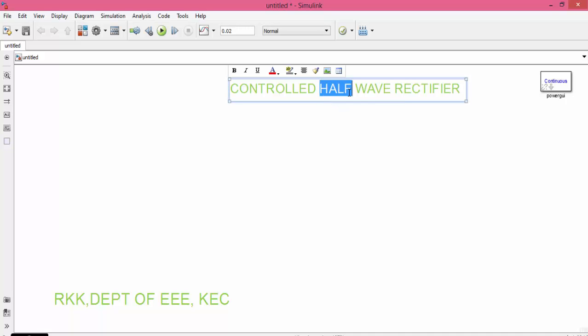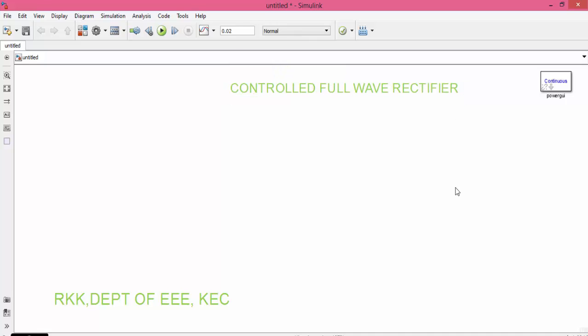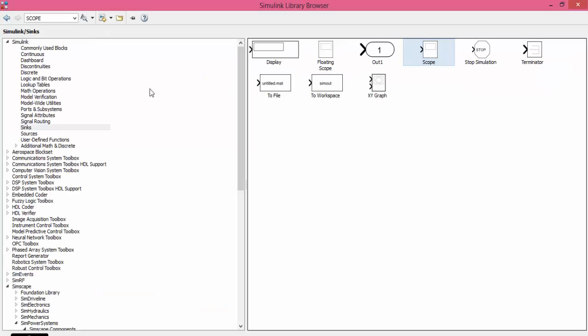Welcome and good morning. In the next session, we will see circuit simulation of controlled full wave rectifier. Before, we have seen controlled half wave rectifier in which the output was half of the input. In full wave rectifier, the output will be equal to input. To simulate the circuit, now let us go and get the components.